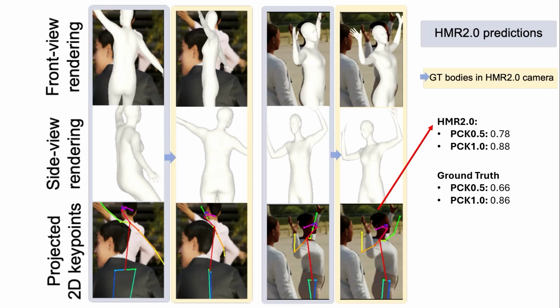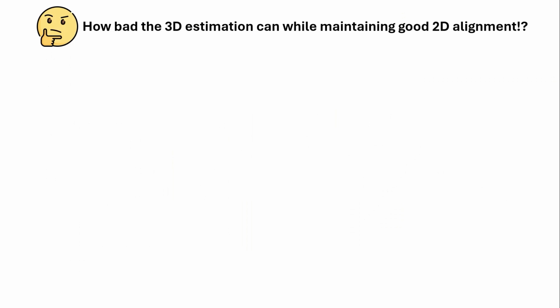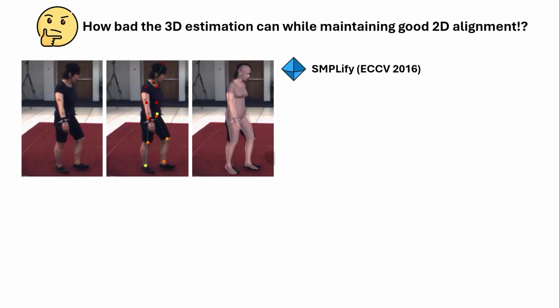But then the question that they also asked is how bad this 3D human estimation can be while maintaining good 2D alignment. And to answer this question, they used a process called SMPLify from ECCV 2016 that, given an image, extracts some 2D poses and then tries to fit a 3D mesh that perfectly aligns with this 2D pose.